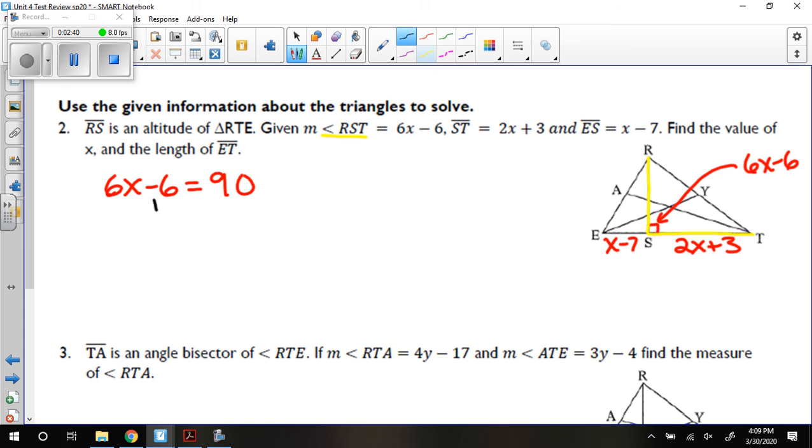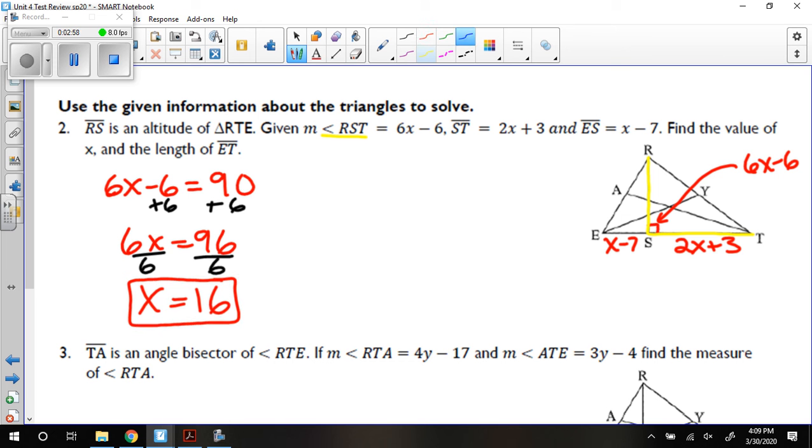we can solve for x here. We can add 6. So we got 6x equals 96, and we can divide by 6. So x equals 16.